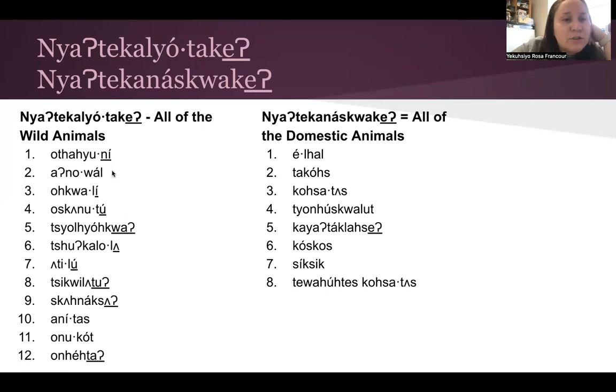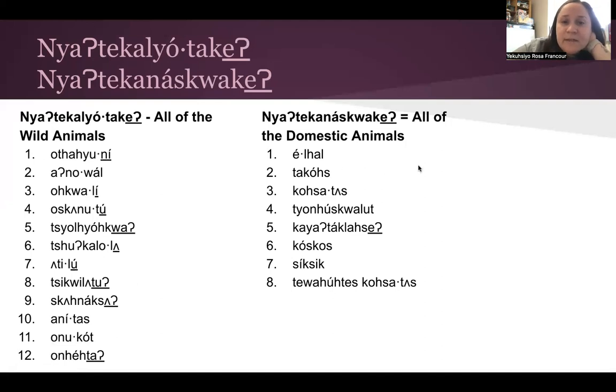Number one, Otahyun, Otahyuni, wolf. Number two, Utnowal, turtle. Three, Okwali, Okwal, bear. Four, Oskanundu, Oskanut, deer. Five, Johyokwa, whispered ending, Johyok, chipmunk. Six, Chunkalola, Chunkalol, rabbit. Seven, Undialu, Undial, raccoon. Eight, Jigwilandu, whispered ending, Jigwilan. Nine, Skatnaksa, try that, Skatnaksa. Whispered ending, Skatnaks, fox. Ten, Anidas, skunk. Eleven, Onugot, weasel. Twelve, Onheta, Onhet, porcupine.